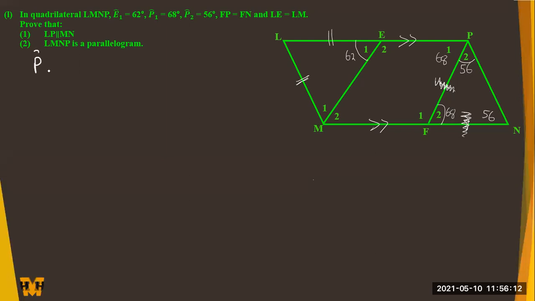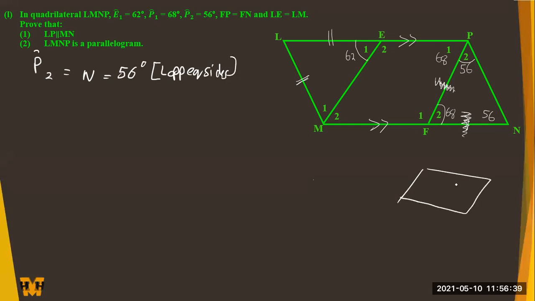So my story is going to start with P2, which is equal to N, which is 56. Angle P, which is equal to angle N, which is equal to 56 degrees, angles opposite the equal sides. Remember, I have now one pair of opposite sides are parallel. So I would like to somehow work with that.